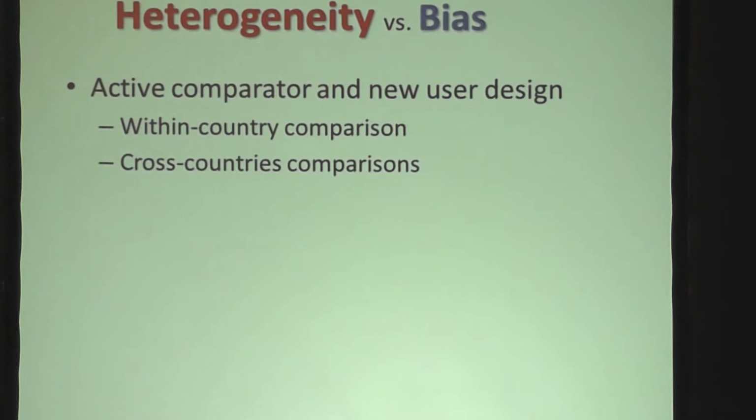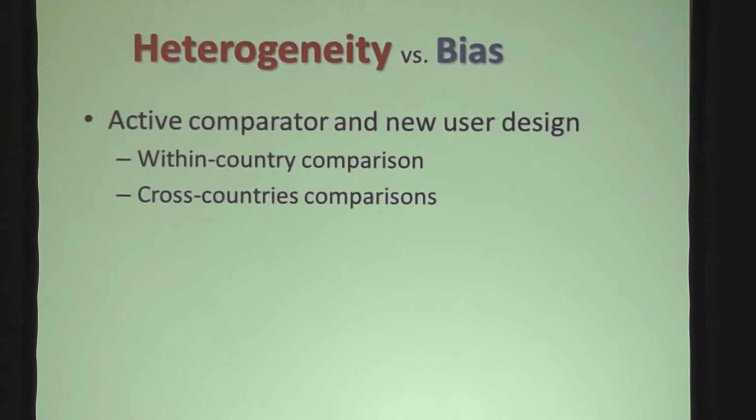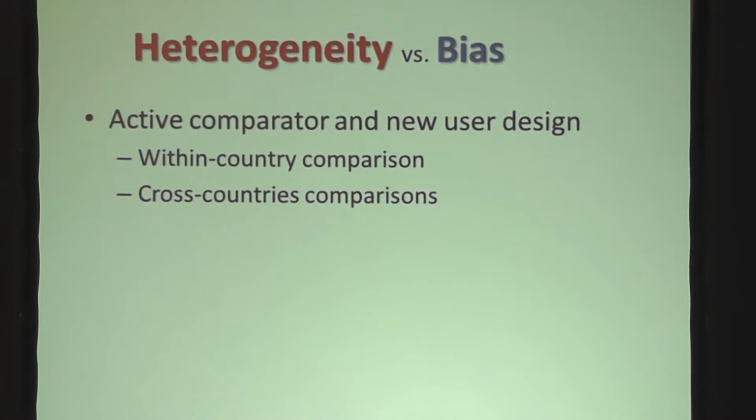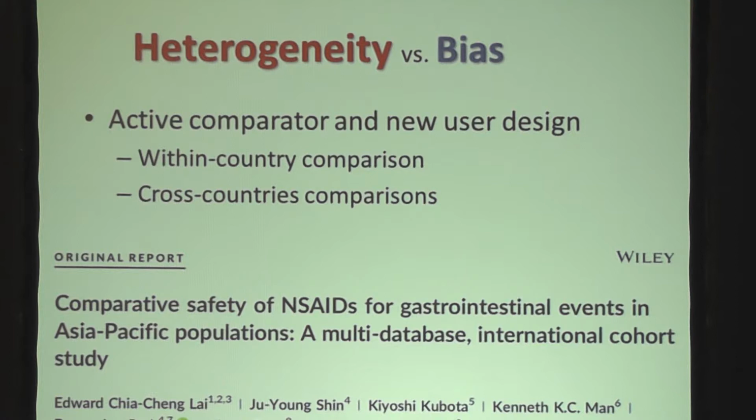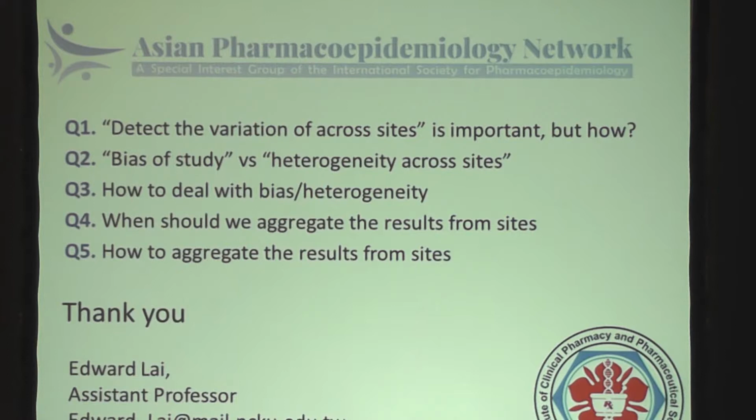So here I just want to emphasize we need to figure out what the heterogeneity is and what the bias is in the study. I think the active comparator new user design is helpful, but it's just for within-country comparisons. For the cross-country comparison, we need to think more about this. And I think the biggest advantage of this study is that it holds a number of lessons for future international pharmacoepidemiology studies. So if you are the editor and you receive this sort of study, will you accept it for publishing? Okay. So I think this is my last slide.